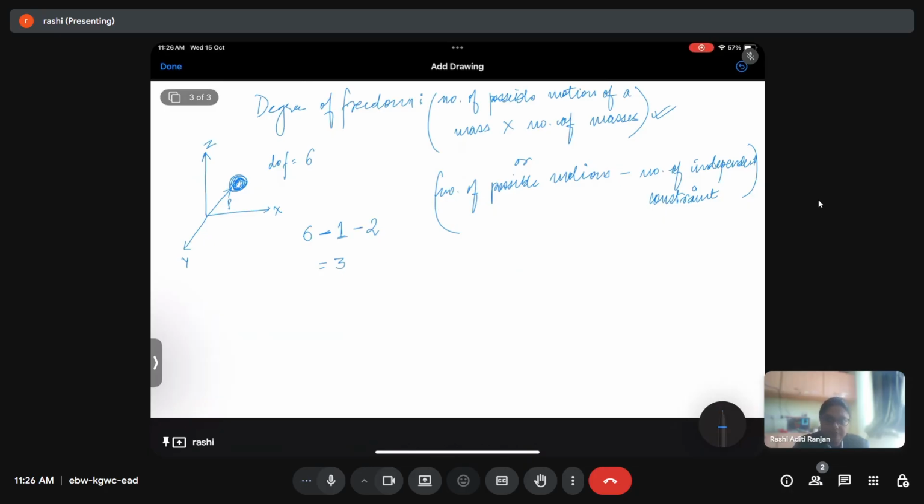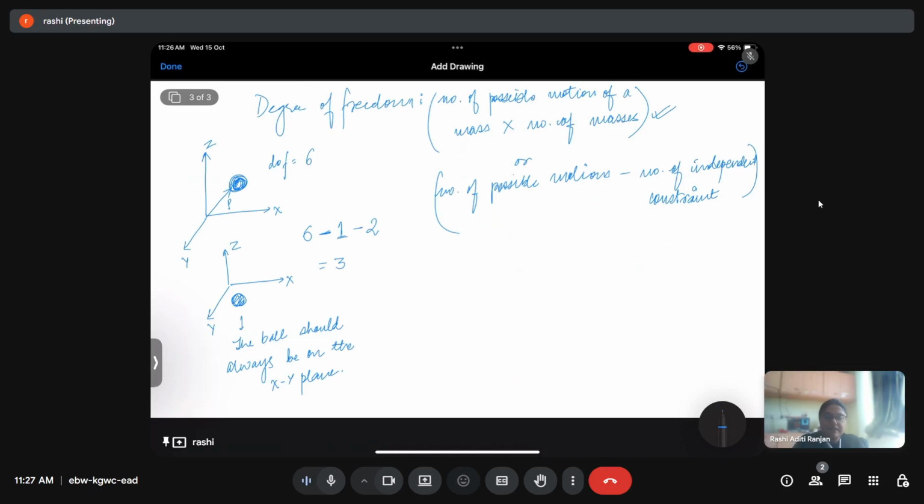So the one constraint that I imposed, that the ball should always be on the XY plane, reduces its degrees of freedom from 6 to 3.